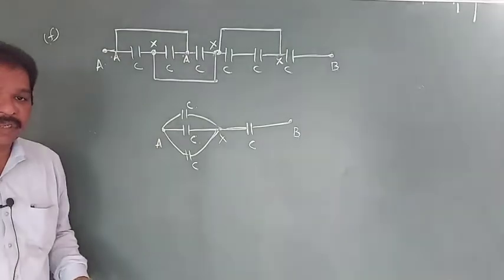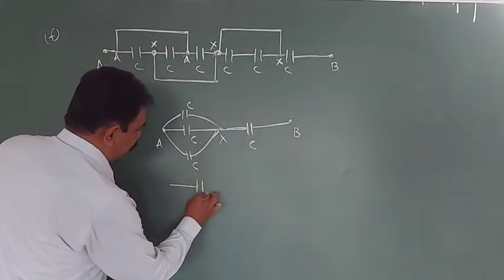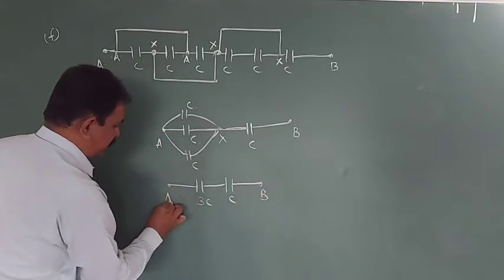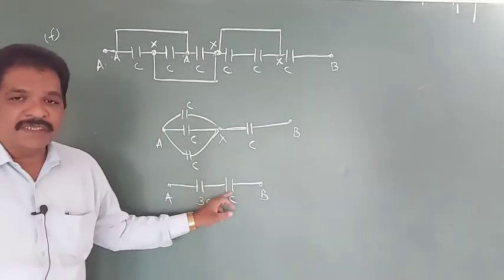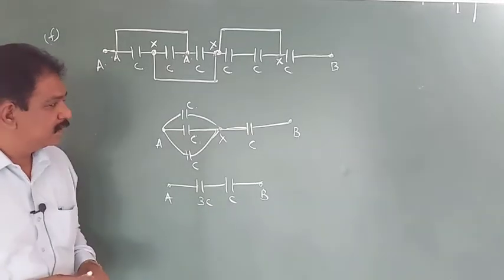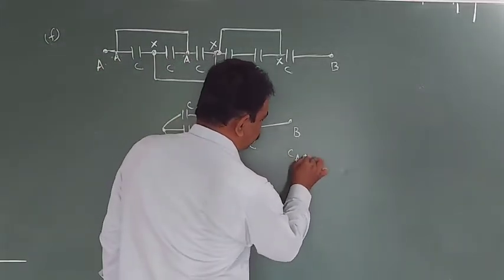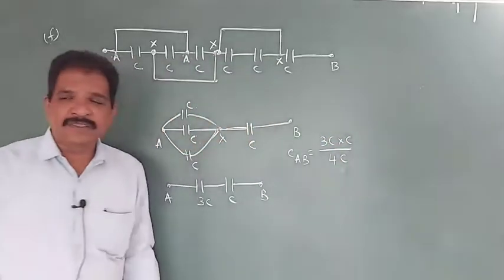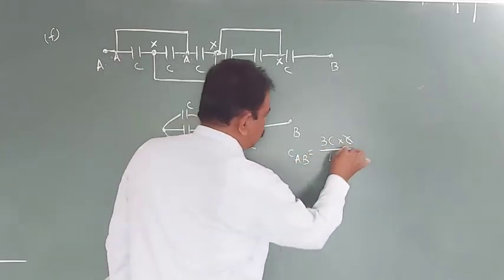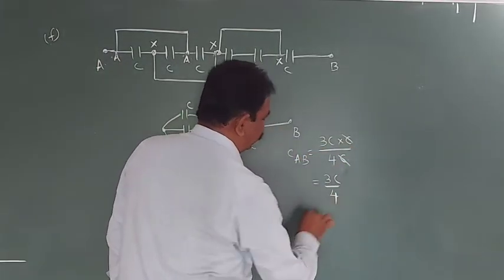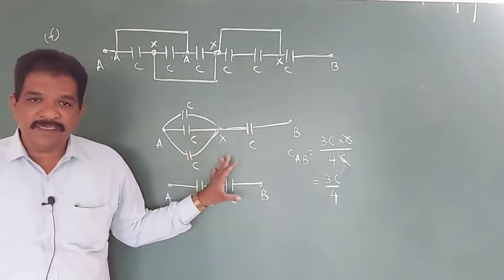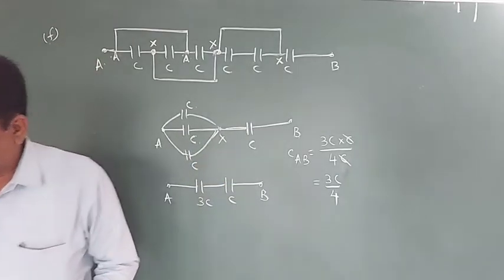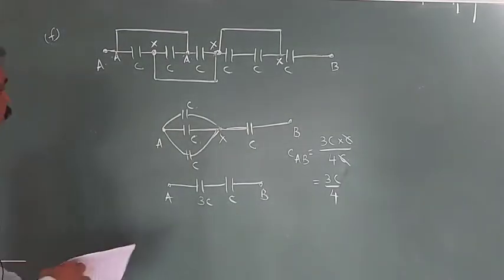These three are in parallel. The effective value will be 3C, and this is C. Here A, there B. 3C and C will be in series. Then C_AB is equal to 3C into C by 3C plus C, which means 4C. So C will cancel, and this value is equal to 3C by 4. Clear? In this way we have to do the problem. Next, take one more problem.